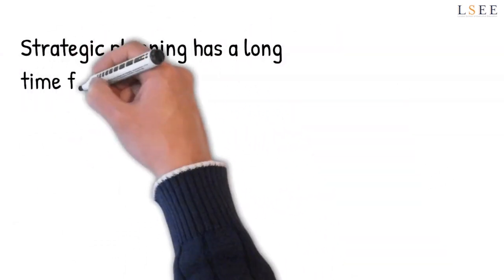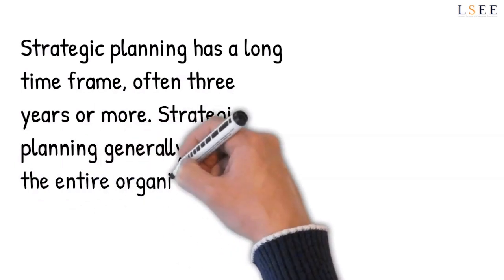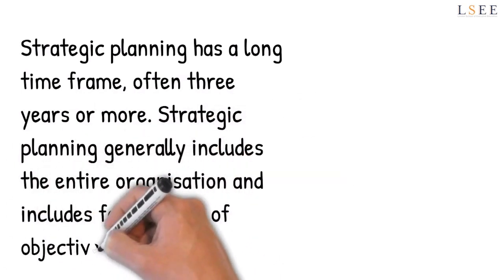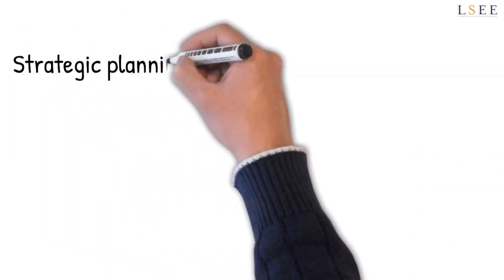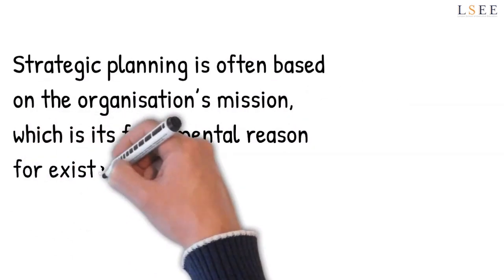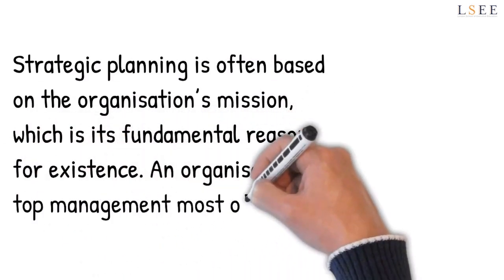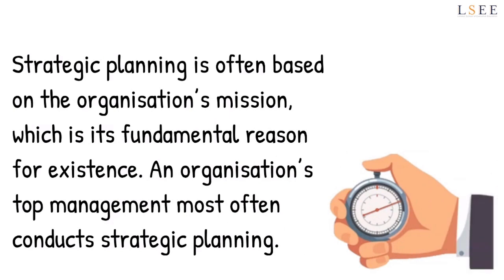Strategic planning has a long time frame, often 3 years or more. Strategic planning generally includes the entire organization and includes formulation of objectives. Strategic planning is often based on the organization's mission, which is its fundamental reason for existence. An organization's top management most often conducts strategic planning.